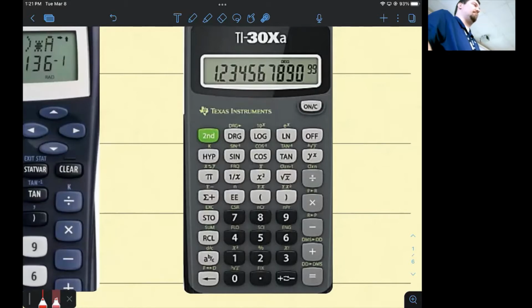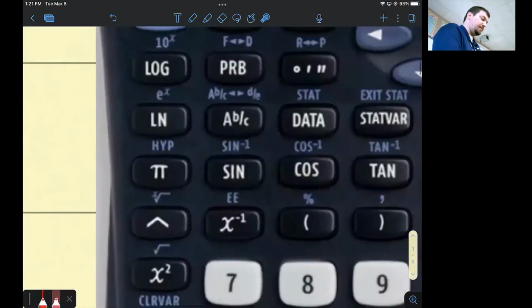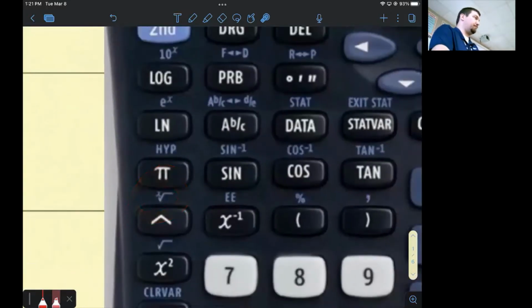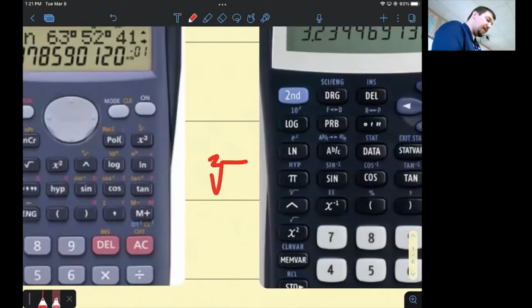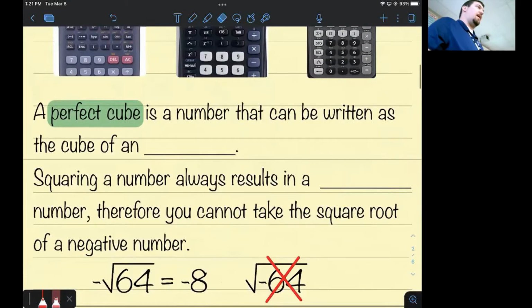Probably has the same thing where you have to hit 3, and then it probably has a button that looks like that right here. Some calculators have a button that looks like this, and then a button that looks like this for square roots and cube roots. Yes, Deacon. All right. So let's move on. I trust that you will come ask me if you're not sure how to do this, because how else are you going to do this homework?